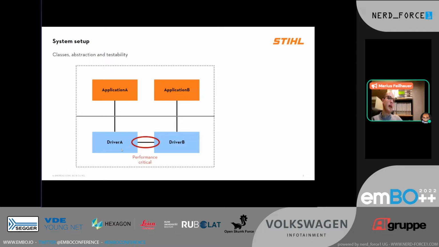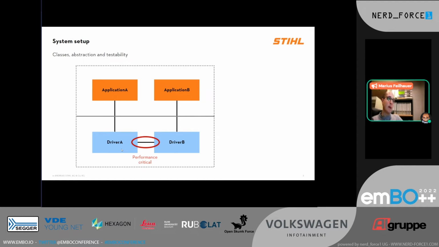And here in our case, the situation was we had dependencies between the drivers, and this was quite performance critical. There we have a 200 kilohertz interrupt, and we really have to take care to optimize whatever happens within those two drivers.